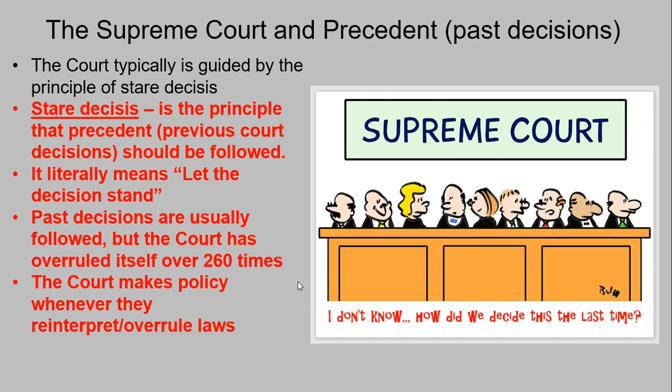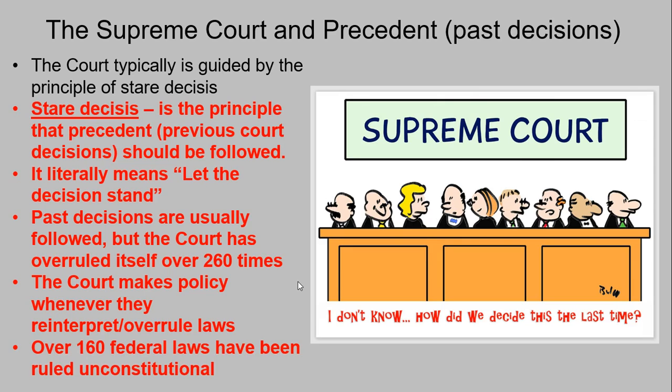But whenever the court makes a new decision or charts a new course, they make a new policy whenever they reinterpret or overrule laws. So, for example, the Supreme Court, by ruling in Dobbs that Roe versus Wade was wrongly decided, has totally changed the way the law works for the people. That can be kind of controversial, but it's a power the court has, and it's the power of judicial review. And over the years, the Supreme Court has invalidated over 160 different federal laws. 160 federal laws have been thrown out by the Supreme Court because the Supreme Court ruled that those laws were unconstitutional.